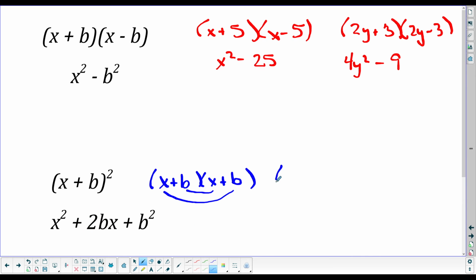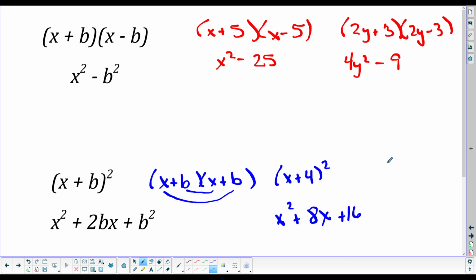An example here would be x plus 4 squared. My first term is going to be x squared. My last term is going to be 4 squared, which is 16. And my middle term is going to be 4 times x, which is 4x, and then times 2, so that's going to be 8x. Again, just a shortcut there.